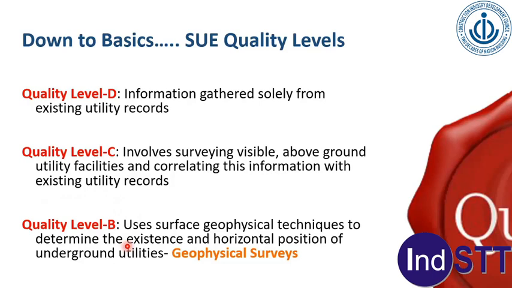So this is, for example, Faridabad, the ULB map for the master sewer plan. This will be quality level D data. This again shows the presence of pipelines, all these green lines. This will be the quality level D data.